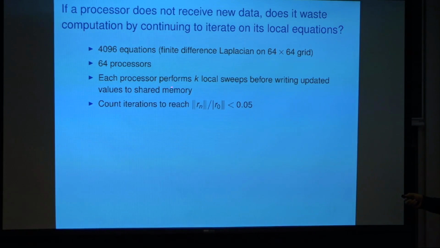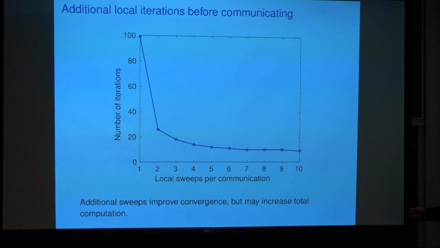What I'm going to do is plot the number of iterations that I need such that the residual norm is reduced by a factor of 0.05. And this is the result that I get. If I take one local sweep between communications, then the number of iterations that I need is 100. So that's the normal case. If I do additional work, then the number of iterations that I need goes down. And then it starts to slow down. The decrease is not as fast.